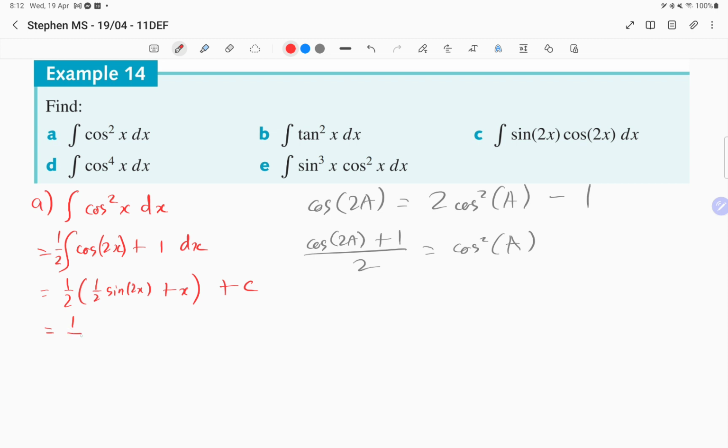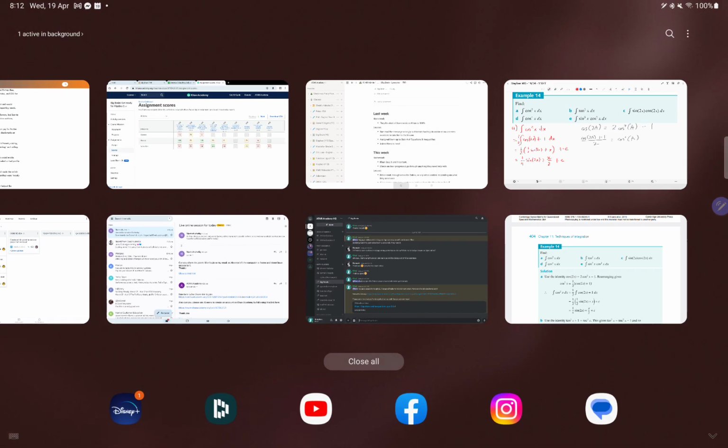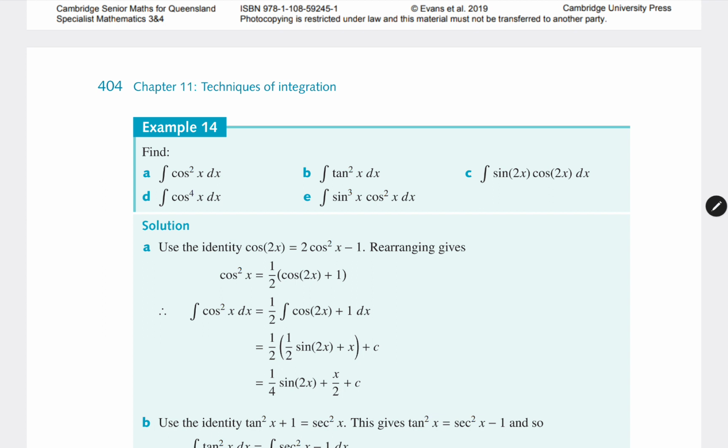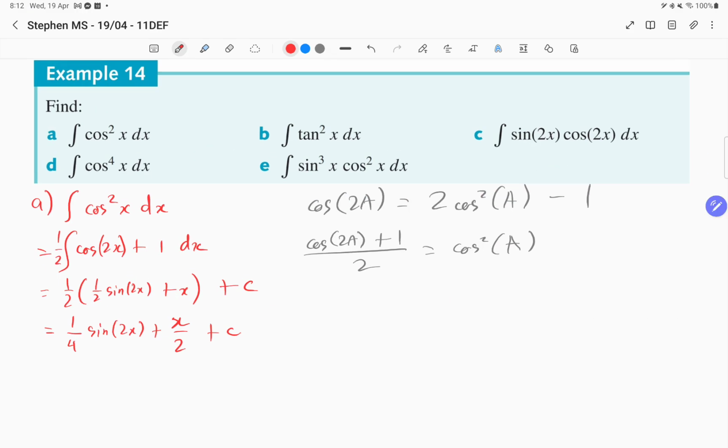Just 1 over 4, right? Yeah, 1 over 4 sine 2x plus x over 2 plus c. Or you can write plus 1/2 x, same thing. Okay, let's see. Textbook answer, yeah, that's right. Cool. Okay? And then question B.